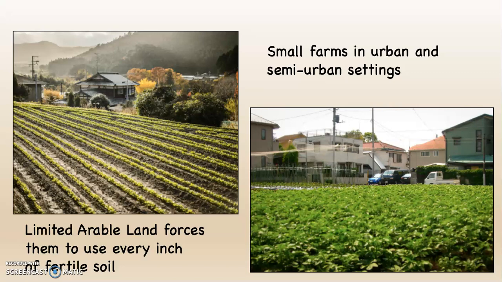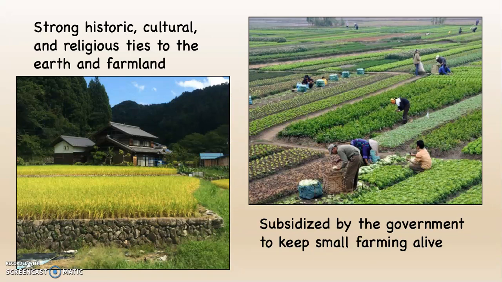Furthermore, there are lots of small farms in urban and semi-urban settings. When you're in Japan, you notice this right on the edges of the town. There's farmland, sometimes right in the town. And they have strong historic, cultural, and religious ties to the earth and to farmland. And because of that, the government heavily subsidizes small farms to keep them alive. They do not want in Japan large corporations taking over all of the farmland. What they want is to keep the small farmer in business because there are strong historic, cultural, and religious ties to the earth and to farmland.